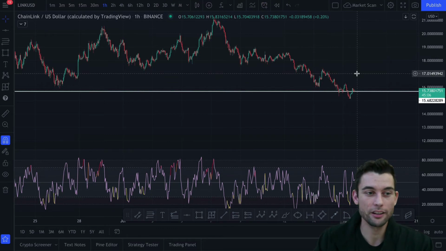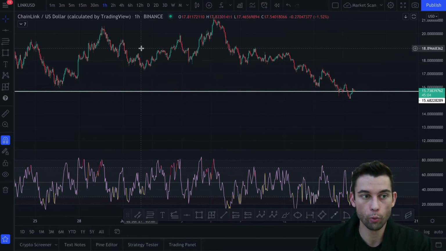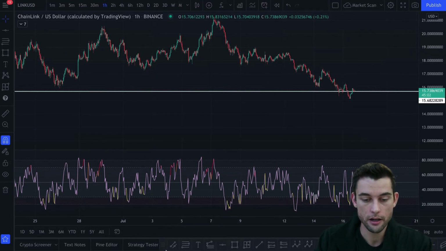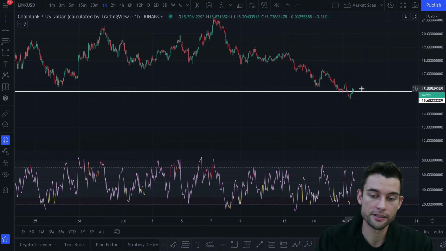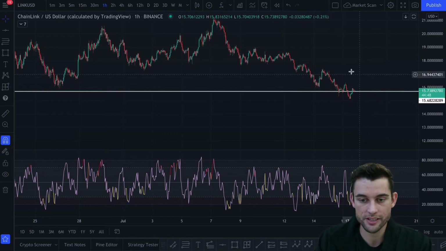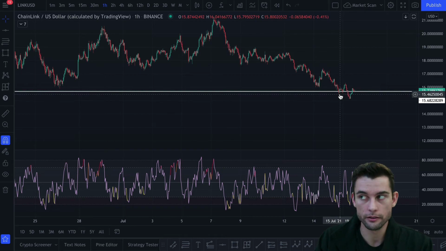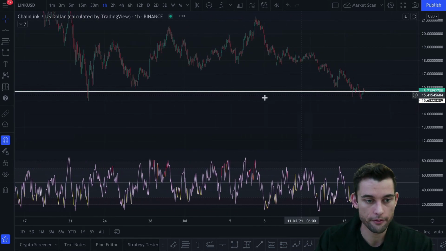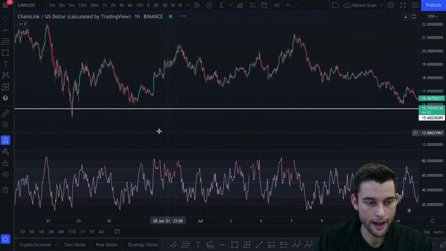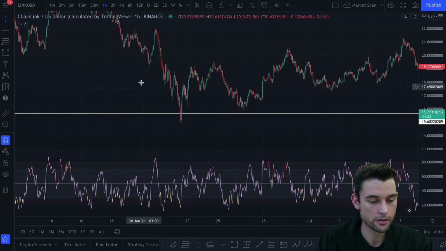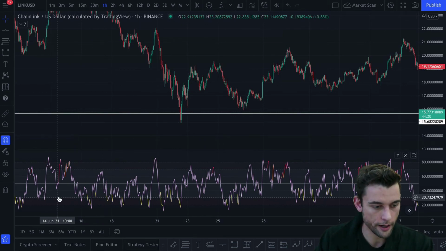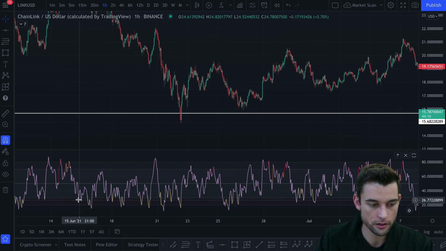So going back into TradingView, we're on Link USDT on the 1 hour time frame. We have the RSI right here, and we want to know the percentage that the price typically drops after it reaches our deal start condition. So let's go back in the history and check it out. And so let's just start here. This is right when the deal start condition would start because the price fell under 30.